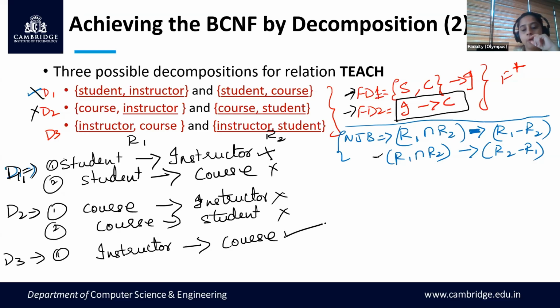So that means when I use the NJB property or rule, whichever functional dependency I derive here should be present in F plus of the given functional dependencies. If I'm able to get at least one functional dependency from the given set, then that is the one. If I don't get any functional dependencies, then that is not a good decomposition.